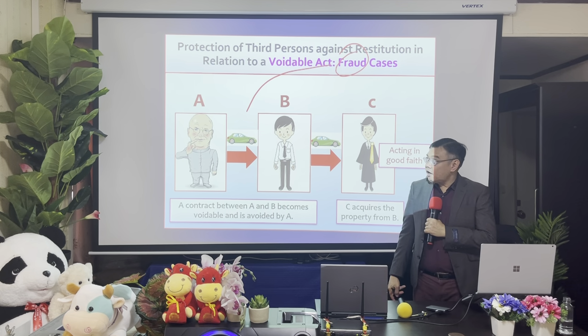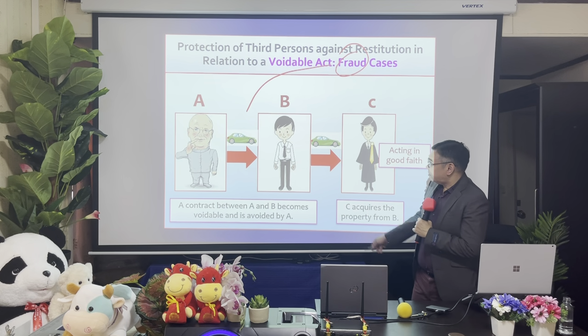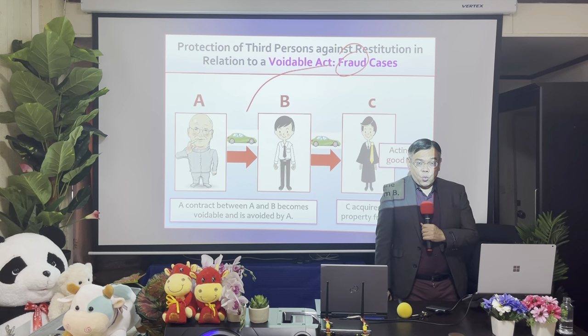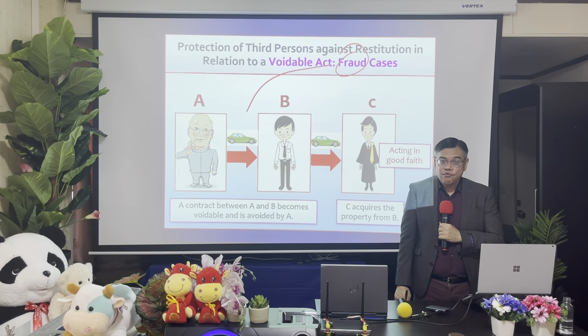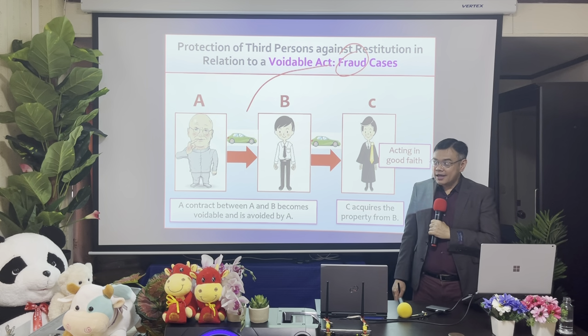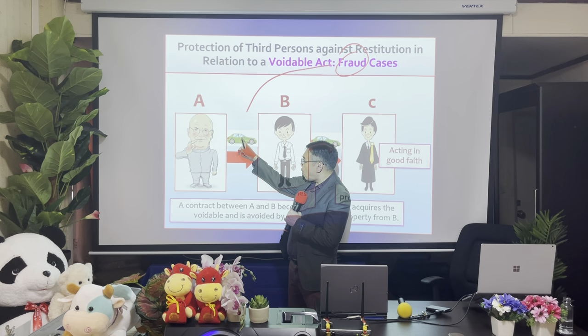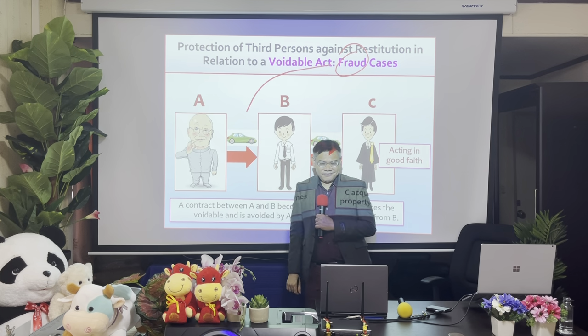it possesses some qualities which are very, very important. Okay, if A had known the truth about this quality, A would not have sold this car to B at all, so that the mistake in question is the mistake as to the quality of this car.